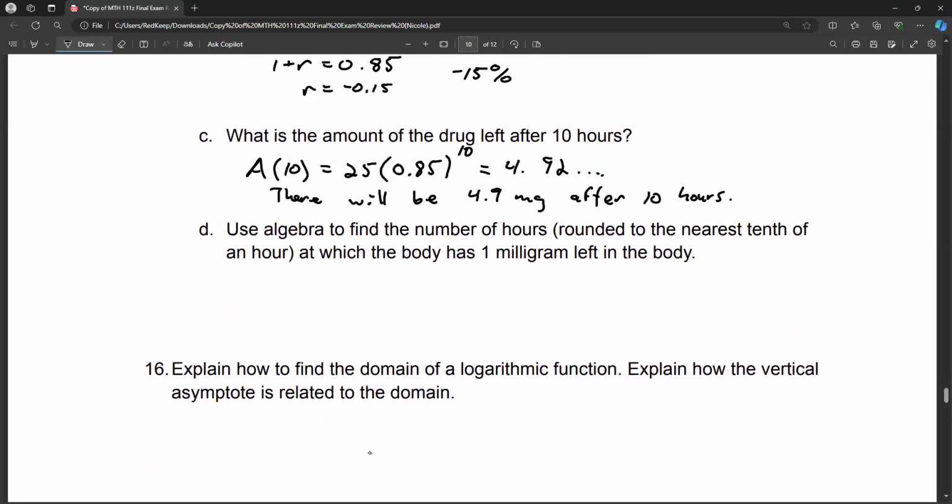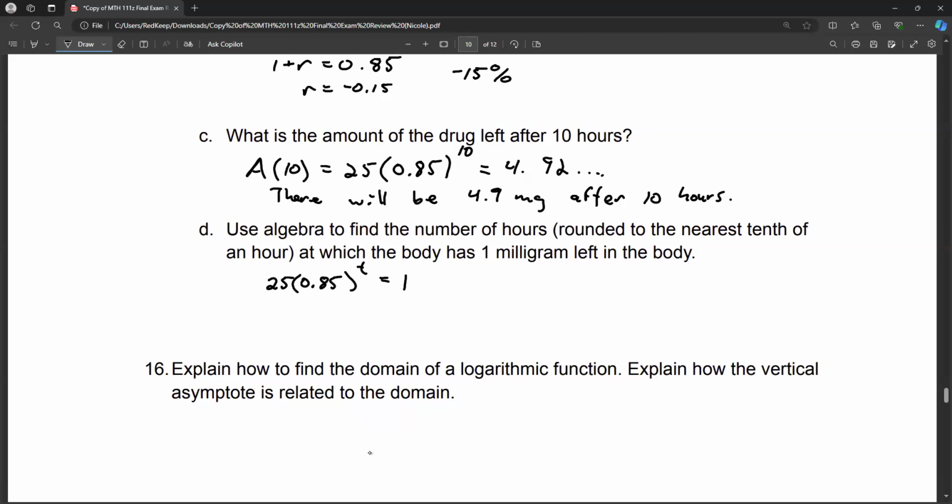Part D, they're asking us to use algebra to find the number of hours, rounded to the nearest tenth of an hour, at which the body has 1 milligram left. Knowing that our equation tells us the number of milligrams left, we are going to set the equation itself, which was 25 times 0.85 raised to t, the unknown time, equal to 1. So we want to solve for t.